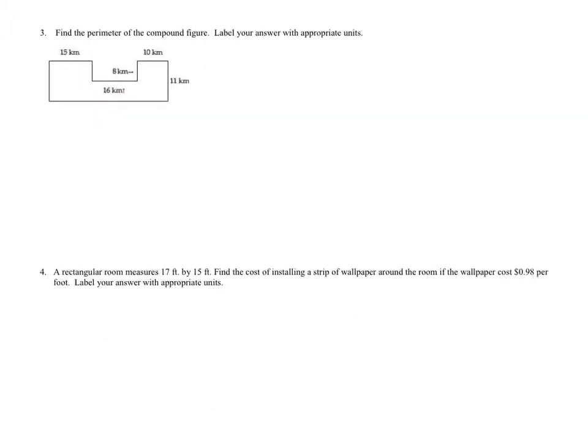Next slide. Number 3, we have to find the perimeter of this strange figure, which is like a rectangle with a chunk taken out of it. So I like to think about it as taking a walk around the perimeter, the outside of this. So we can start by walking here. So that's 15. Walking down here, well, this is 8 here, so that has to be 8. Walking here gives me 16. Walking back up gives me another 8. Walking over gives me 10. Walking down here gives me 11.